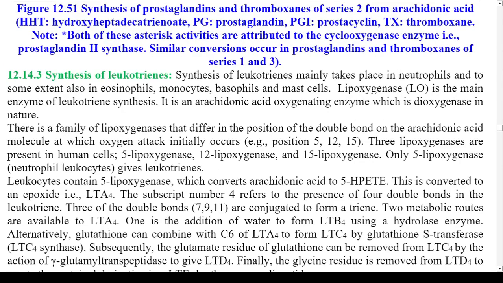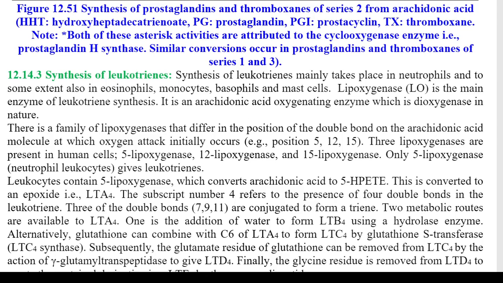Figure 12.51 Synthesis of prostaglandins and thromboxanes of series 2 from arachidonic acid. HHT, hydroxyheptadecatrienoate; PG, prostaglandin; PGI, prostacyclin; TX, thromboxane. Note, both of these activities are attributed to the cyclooxygenase enzyme i.e., prostaglandin H synthase. Similar conversions occur in prostaglandins and thromboxanes of series 1 and 3.